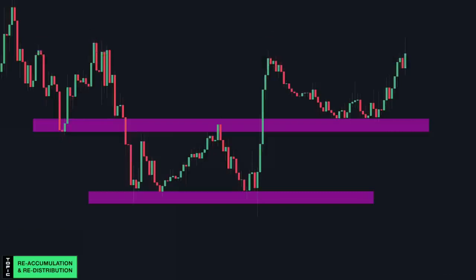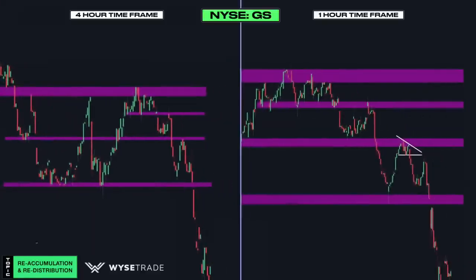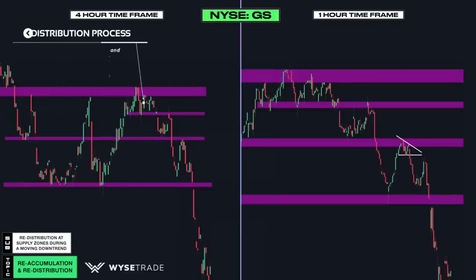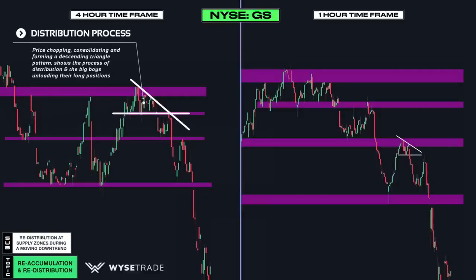Now, moving on to the concept of redistribution. This is the Goldman Sachs stock. On the left is the 4-hour time frame, and on the right is the 1-hour time frame. These reversal points here make this a key supply zone. As price came back up, notice price chopping around the supply zone, consolidating and forming a descending triangle pattern, which shows the process of distribution and the big boys unloading their long positions that they took on at this demand zone here previously.